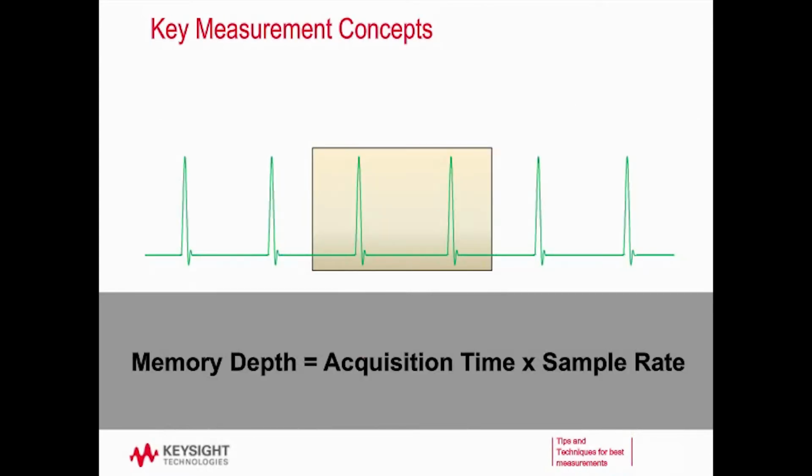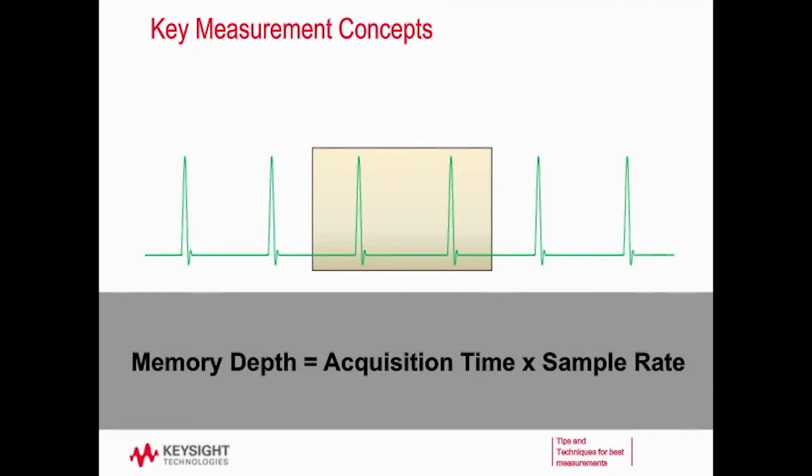You can see here that this is a representation of the signal we're looking at, and this brown box is the window we're looking at on the scope. And we have this equation. This is a key equation for using oscilloscopes: memory depth equals acquisition time times your sample rate. The memory depth is always going to be fixed in your oscilloscope. Usually you want to use the max memory depth. Keysight scopes always use the maximum memory depth.